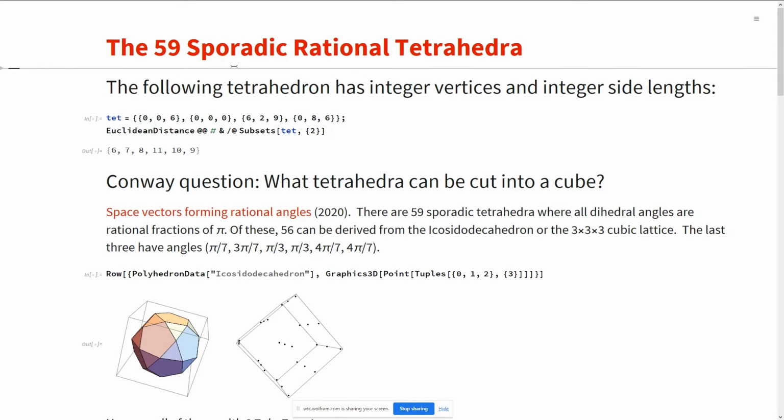Now, a regular tetrahedron, you cannot cut up into a finite number of pieces and make a cube out of it. That's due to what's called the scissors congruence problem. If the Dehn invariant of a polyhedron isn't 0, you can't make a cube out of it. So what tetrahedra have a Dehn invariant of 0? To do that, basically all the dihedral angles of the tetrahedron have to be a rational fraction of pi.